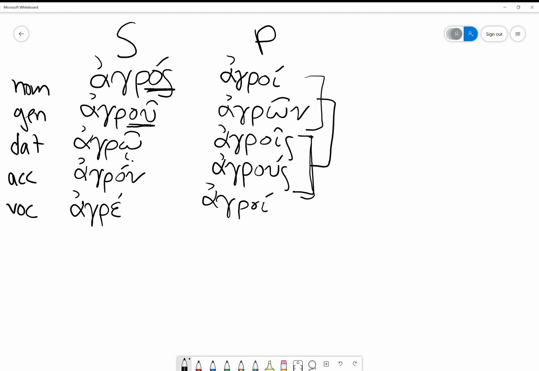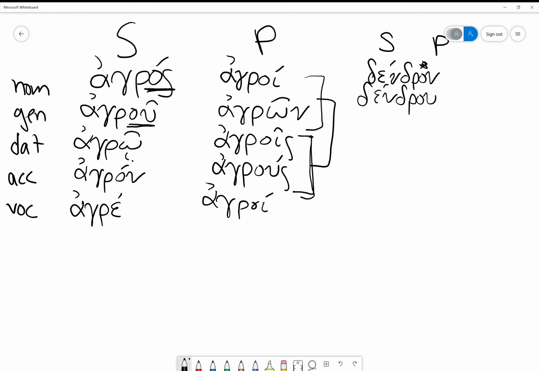So we also have neuters. And these look a little bit different. I'm going to leave agros up here because I want to show you how they compare. So I'm going to write a little bit smaller, singular and plural. So we're going to go with dendron, which means tree. Okay, so nominative is going to be dendron.